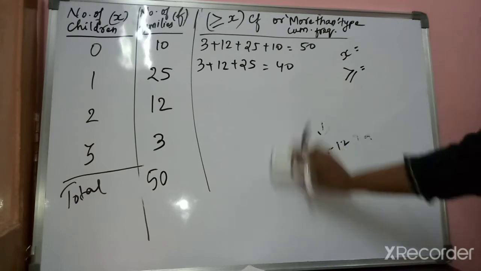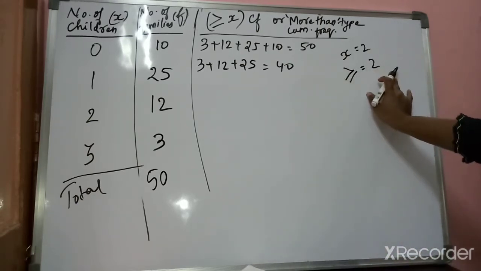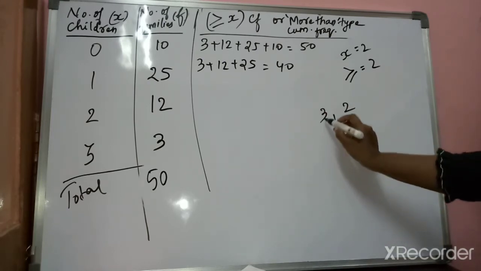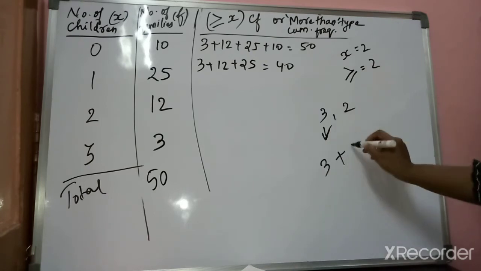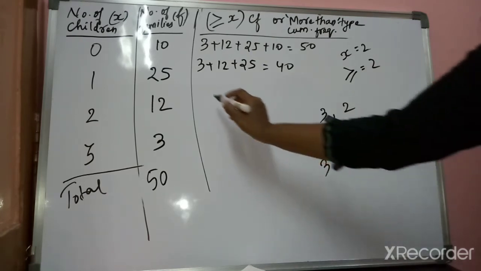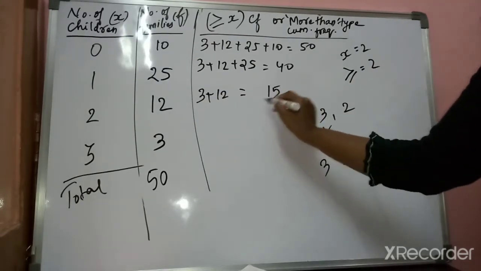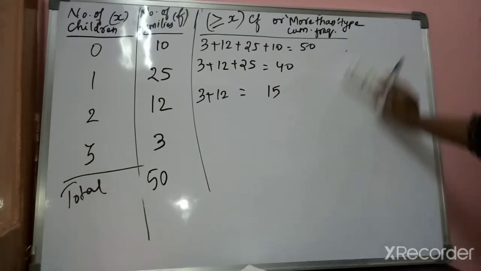Then the next one is 2, right? So more than 2 or equal to 2. So more than 2 is 3 and equal to 2 is 2. So 3 children bearing families are 3, plus 2 is 12 families. So 3 plus 12 is equal to 15. Clear? And the last one is more than 3 or equal to 3.